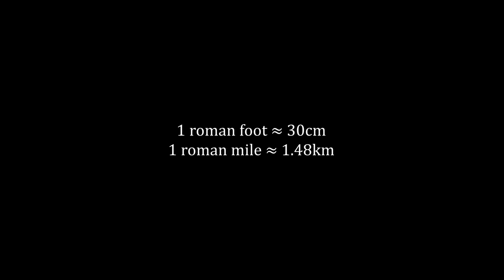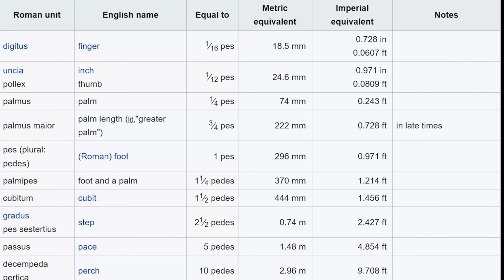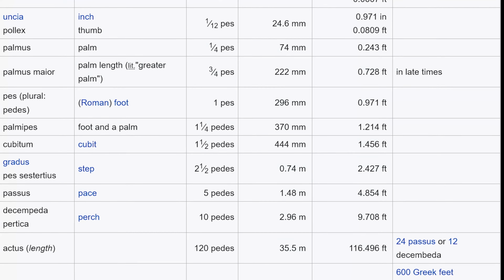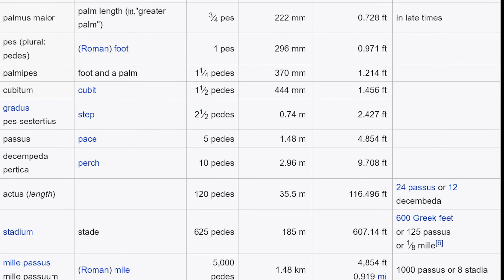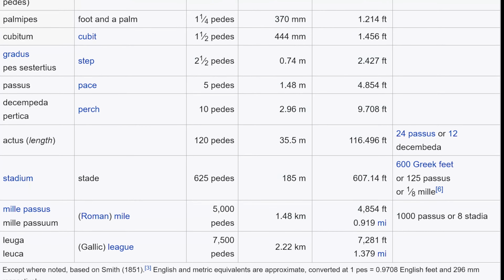How did the Romans measure things? The Roman foot and the Roman mile. The Roman foot was the standard unit of measurement, which was between 29.5 and 30 centimetres long. The Roman mile was 1.48 kilometres long, just shorter than today's mile. The other units ranged from 0.2 centimetres to 2.22 kilometres. Using these units, the aqueducts would have been 7 to 68 miles long.